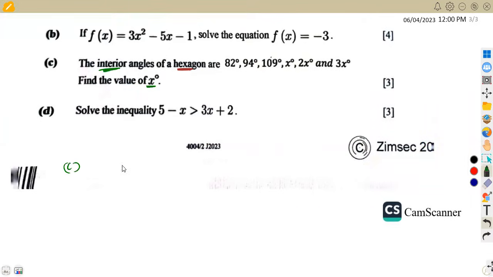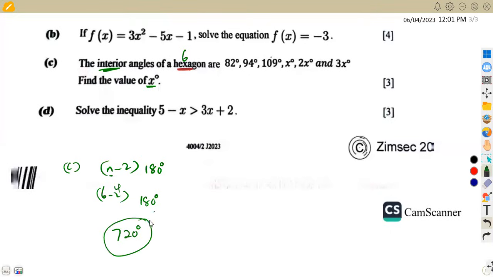The sum of interior angles of any polygon is n minus 2 times 180, where n is the number of sides. A hexagon has 6 sides. So 6 minus 2 times 180 degrees is going to give us 720. That's 4 times 180, which is 720 degrees. Meaning to say, the angles of this hexagon combined add up to 720.